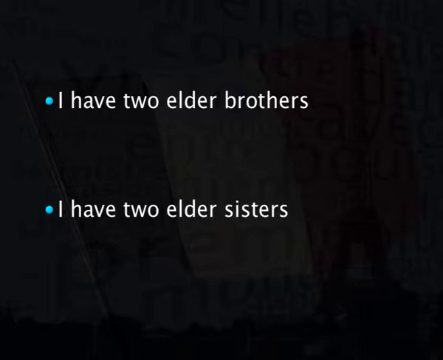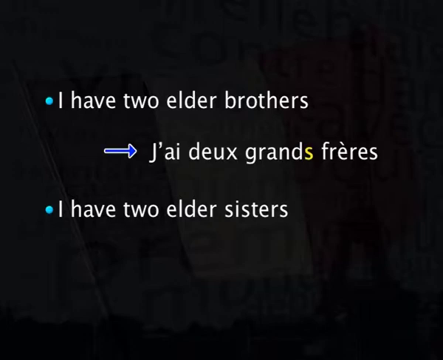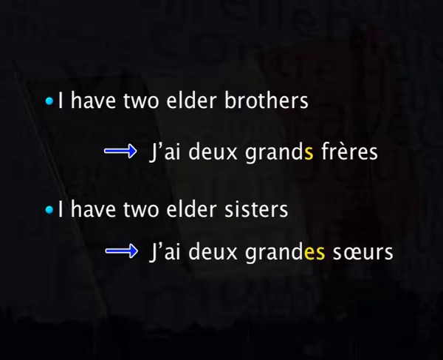I have 2 elder brothers and I have 2 elder sisters. The translation of the first sentence is J'ai 2 grands frères, and the second sentence translates as J'ai 2 grandes sœurs. As you see, in both sentences, one simply adds an S to the respective singular forms.